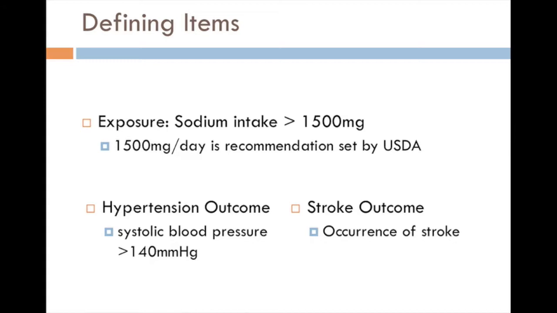To define the exposure groups, we will use the cutoff value of 1,500 milligrams of sodium intake per day. The study uses this value because it is clinically relevant, as it is the USDA's recommended daily limit for sodium intake. To decide if a patient has the disease, the study will look at 2 outcomes. First is high blood pressure. A patient with systolic blood pressure reading greater than 140 is classified as having hypertension. Our other outcome of interest is stroke. The measurement for stroke is pretty straightforward. A clinical diagnosis of stroke will qualify as the measurement for this disease.